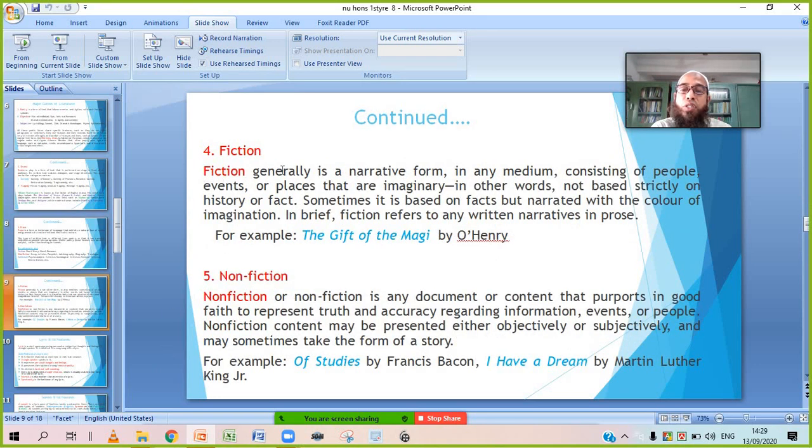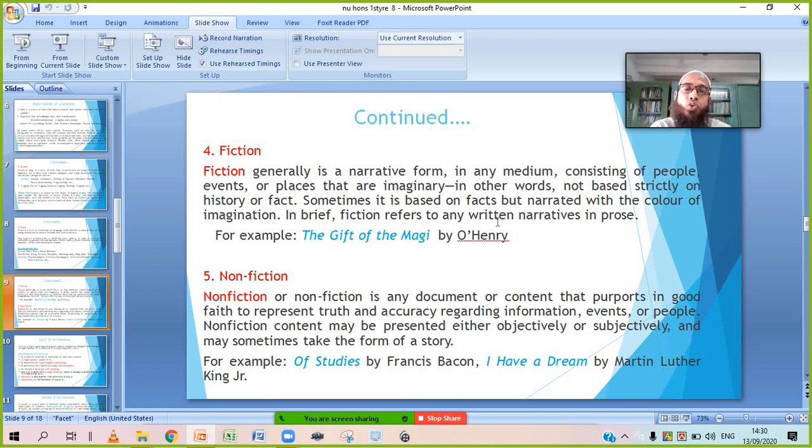Now, fiction, a subgenre of prose. Fiction generally is a narrative form in any medium consisting of people, events, or places that are imaginary. In other words, not based strictly on history or fact. So that is the main point. Fiction is not strictly based on history or fact, though sometimes it is based on facts but narrated with the color of imagination. So imagination is a must. Imagination is a necessary feature for fiction.